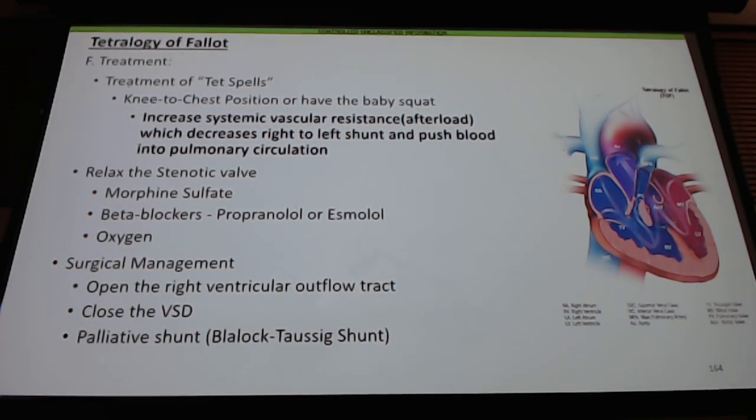And then we talk about how treatment is mainly going to be surgery to fix that, but one of the things they can do to temporize it is a knee-chest position or squatting, which works by increasing the afterload so that you're encouraging more of that blood to go through the pulmonic valve and into the pulmonary artery in order to become oxygenated and increase the overall oxygen content of the blood. But ultimately, they're going to need surgery to fix it.